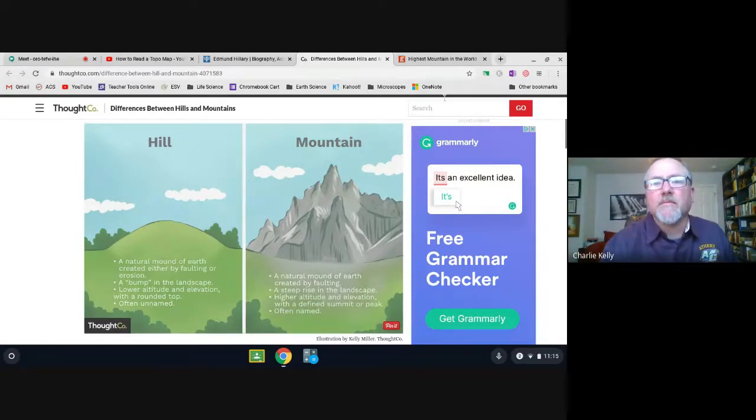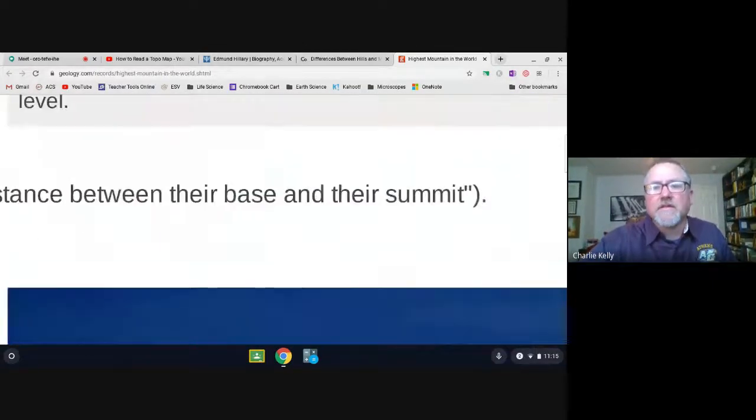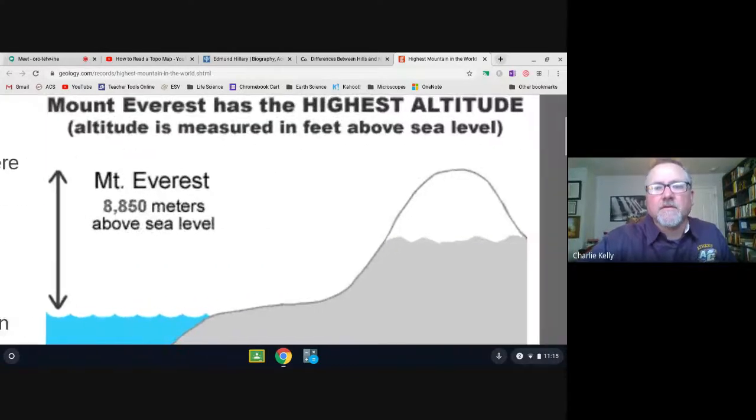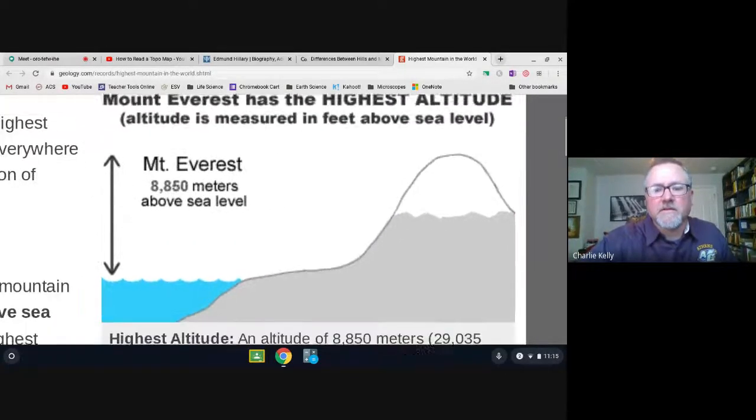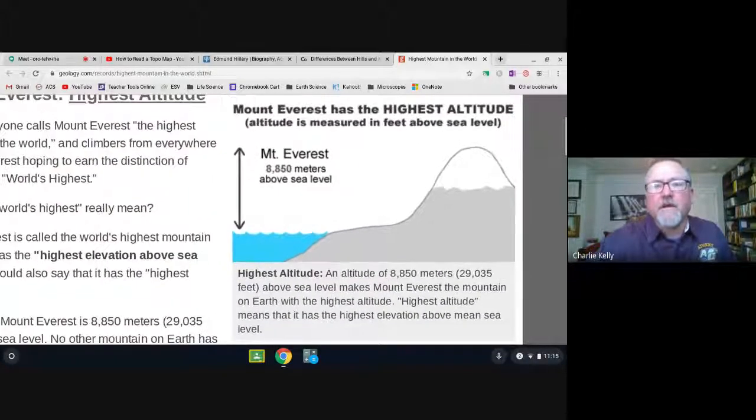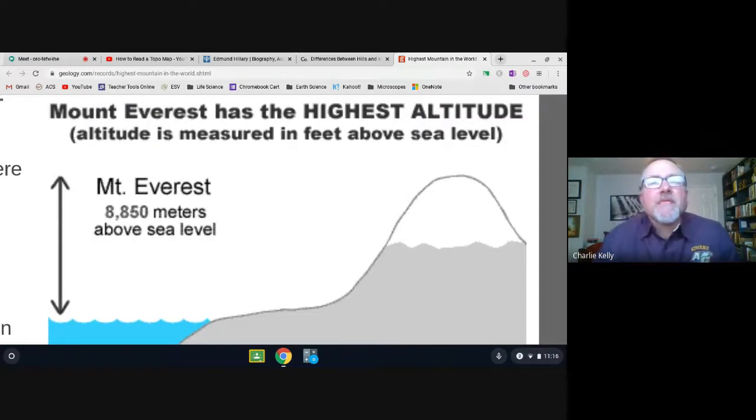Let's take a look at a picture I want to show you. Let's take a look at Mount Everest. Here, I'll include that bottom part. Mount Everest. Almost everyone calls Mount Everest the highest mountain in the world. I'm going to zoom in a little bit. Climbers from everywhere travel to Everest hoping to earn the distinction of climbing the world's highest.